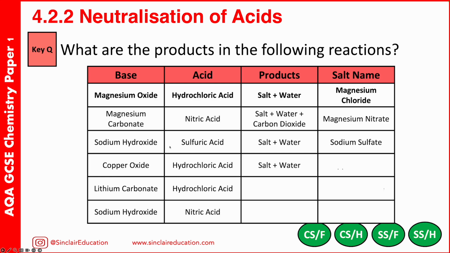So we're going to make a salt and water, and the salt will be copper chloride. Lithium carbonate now reacting with an acid means we'll make a salt and water, but we'll also make carbon dioxide, and the salt's name will be lithium chloride. Our final one, we've got sodium hydroxide and nitric acid. Now this base will make a salt and water when it reacts with an acid, and the salt's name will be sodium nitrate.